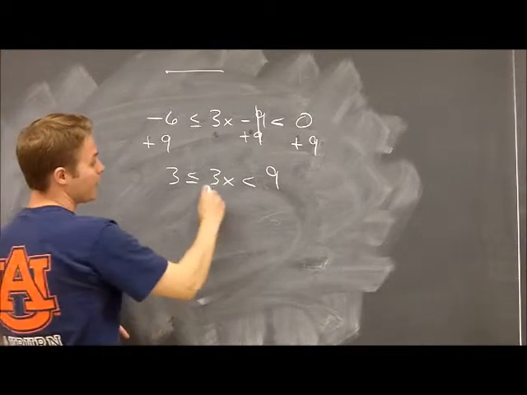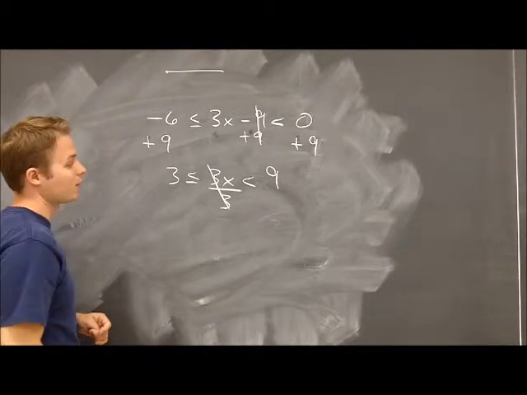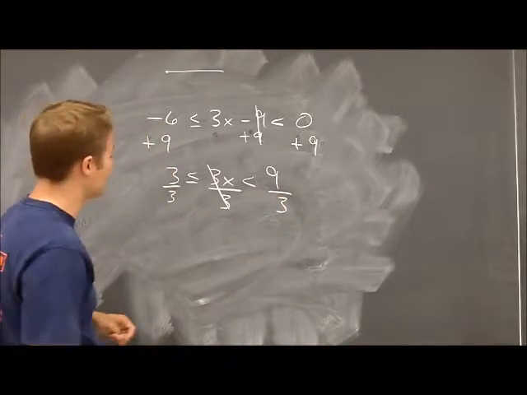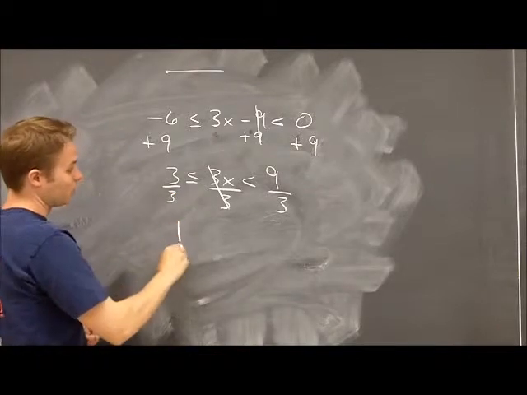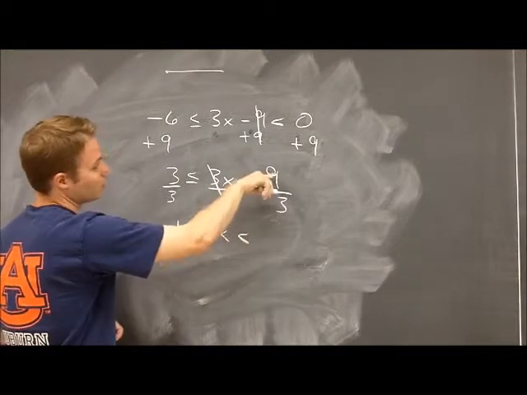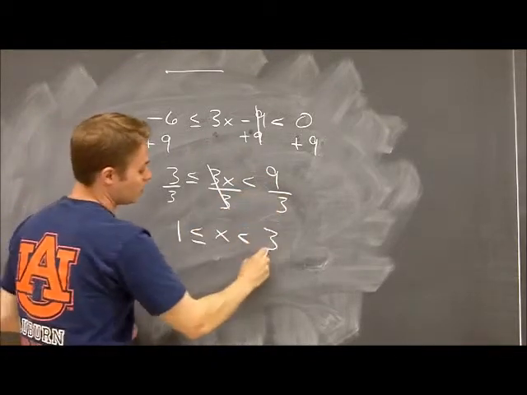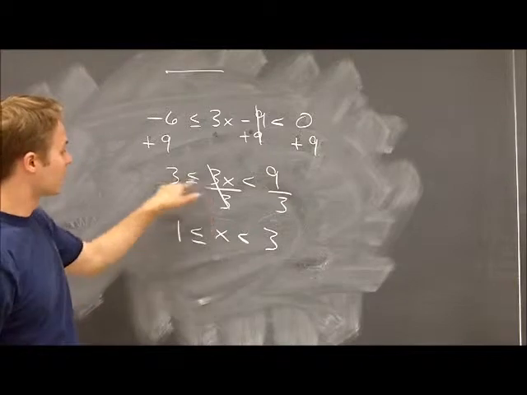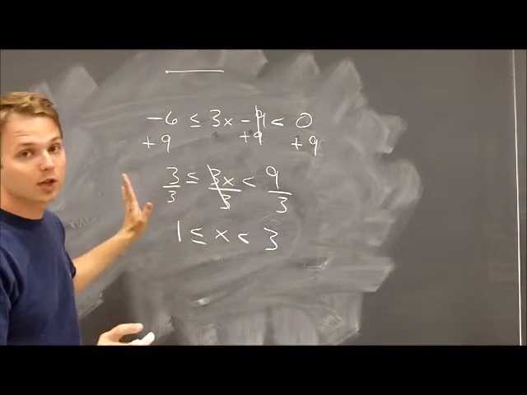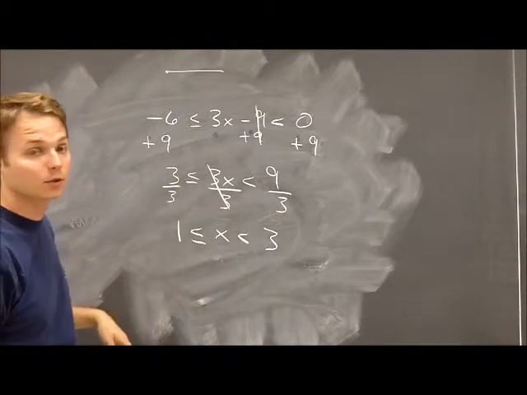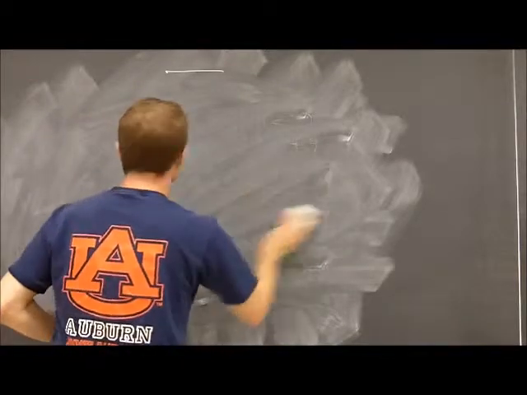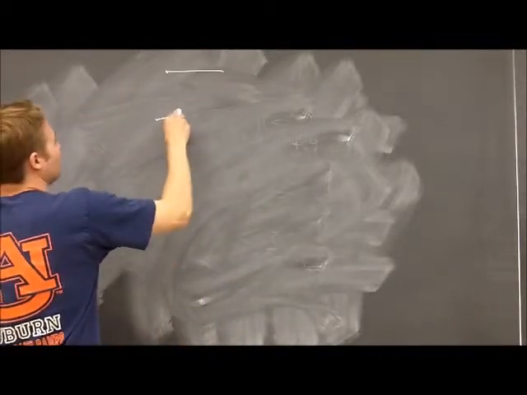At this point, I'll divide by a positive 3 to cancel out that 3. Then again, I need to do this to all three sections of my inequality. So 3 divided by 3 is 1, so that's less than or equal to x, which is less than or equal to 9 divided by 3, which is 3. Now, again, remember the reason I didn't have to flip my signs here is because I divided by a positive number. We don't have to change anything. We can keep it exactly the same, so we're good to go. We'll do one more like that.